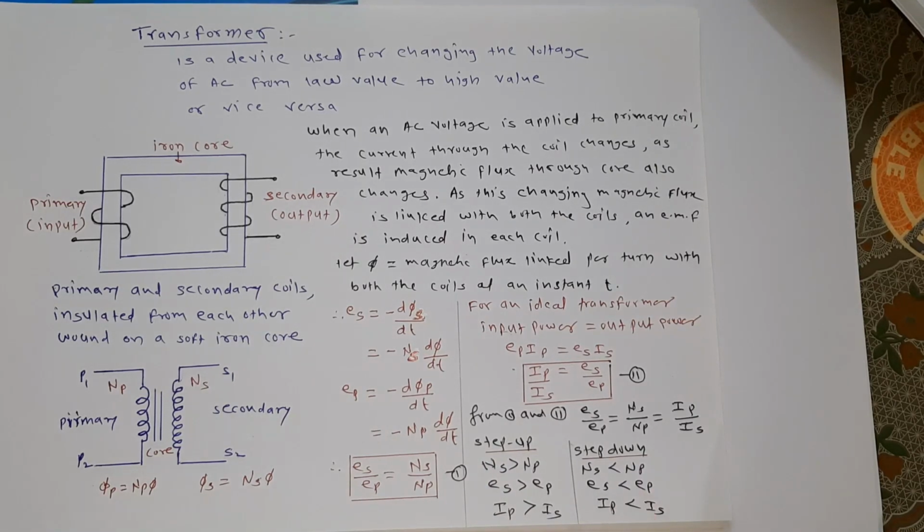For a step down transformer, we can say Np is greater than Ns, Ep is greater than Es, and Is is greater than Ip.